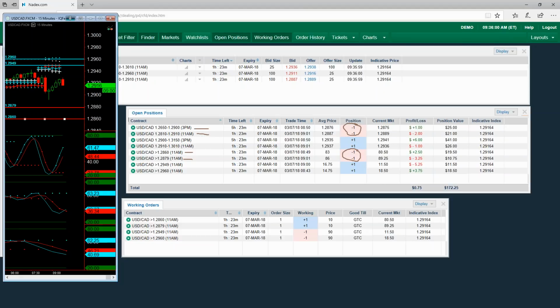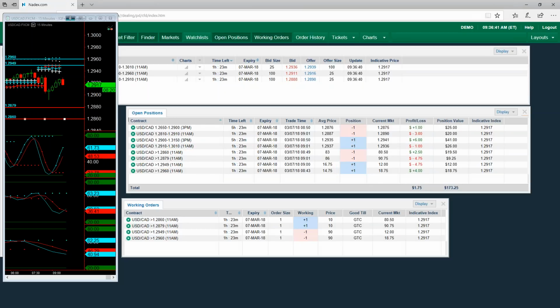What if you had a long bias? If you have a long bias, then you could do any of the long positions, okay? So for example, you could go long on the 2900 to 3150 spread that expires at 3 p.m. You could also do the 2910 to 3010 that expires at 11 a.m., okay? Or you could do a binary for 29.49 or 29.60. Both of these are long and they have very low risk, okay? That's if you're directional, okay?